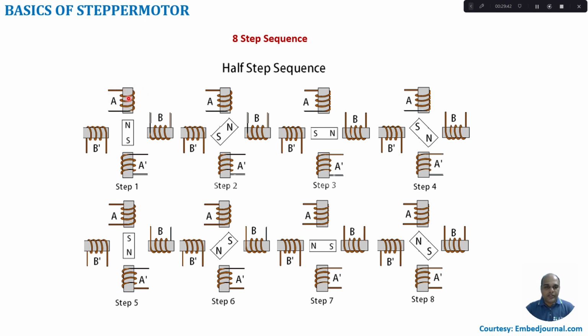Instead of A we take it as C3. Instead of B dash it will be C2. A dash will be C1, B will be C0. Right? So first we will be exciting C3 and C0. So this is at the center. Next C0 and C1. Next will be C1 and C2. So thereby we get a clockwise rotation.